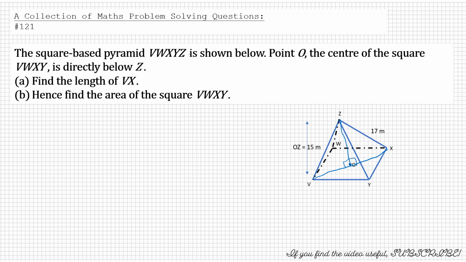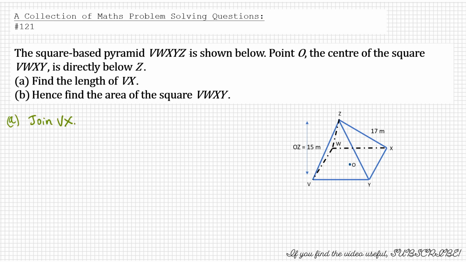And then once we do that, we can find, using Pythagoras' theorem, what OX is, and then VO equals OX. So we will be able to find what VX is, and then we should be able to find the sides of the square as well, and we use that to find the area. Okay, so that's what I did.